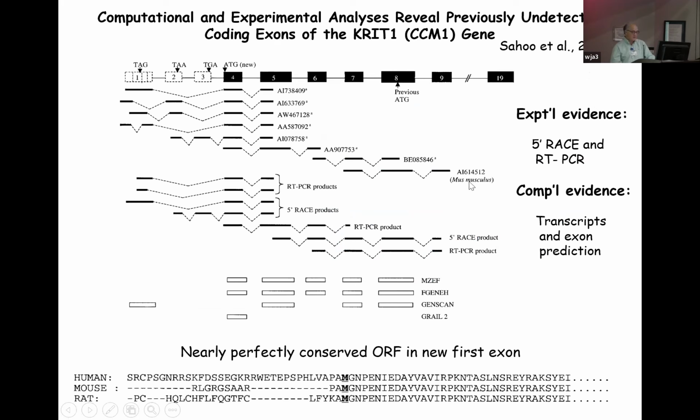There were cDNAs in different species, musculus mouse, but also in human. And that new start codon, then we were really concerned, do we really have the end? And sure enough, if you look at different species, that new first exon is completely conserved. And then behind it, it just falls away.